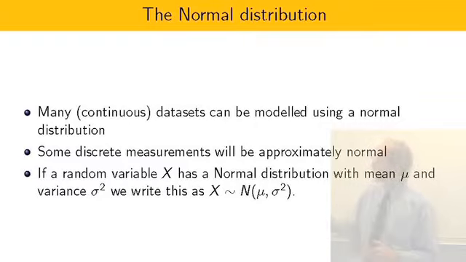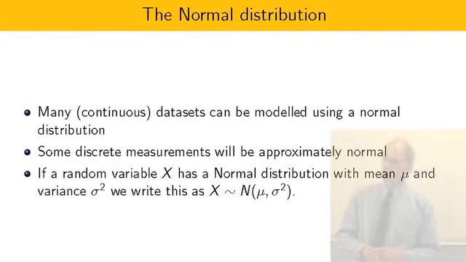So a bit of notation. If we have a random variable X, which has a mean μ, Greek letter mu, and a variance σ², we write that as N(μ, σ²) to denote the mean and the variance of the normal distribution.